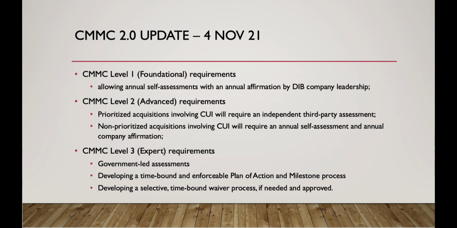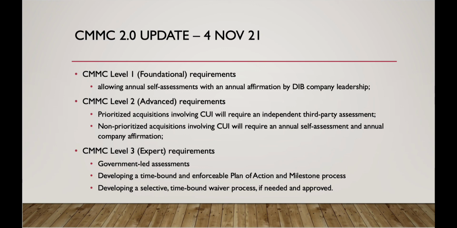Level 2 is advanced, and that's acquisitions involving CUI will require an independent third-party assessment. So level 2, you're going to have a third-party assessment for prioritized acquisitions involving CUI. Non-prioritized acquisitions will require an annual self-assessment and annual company affirmation. So I'm not sure what the prioritized acquisition versus non-prioritized is, but if you fall in that prioritized bucket, you're going to have an independent third-party assessment. If you're non-prioritized, then probably self-assessments will be sufficient.